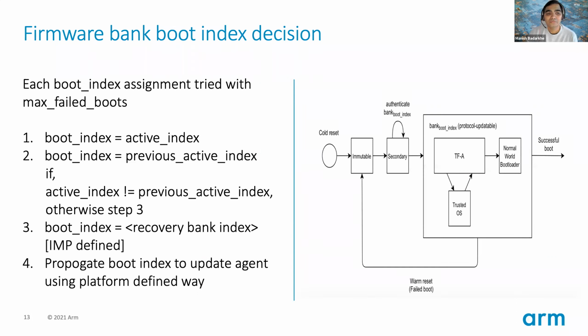So we generally start with the boot index, the active index, and we take all the images from this active index. And then if the authentication fails, TFA itself will reboot, and it will update some flag saying the authentication failure happened. In the next reboot, this authentication failure gets detected by BL2, and BL2 will then change this index to the previous active bank index.